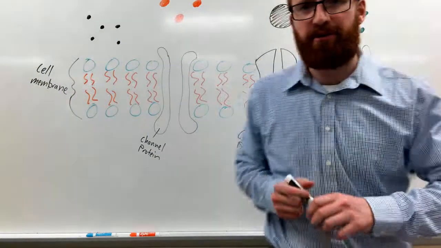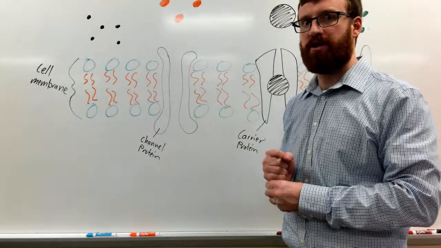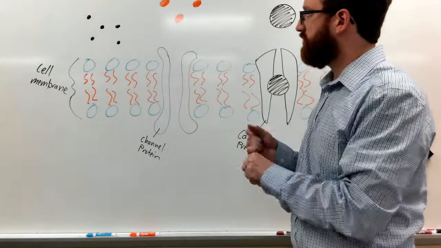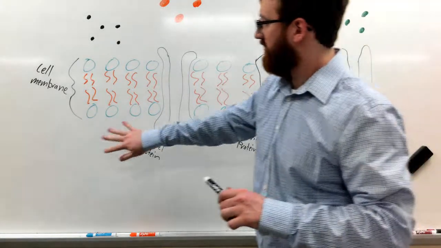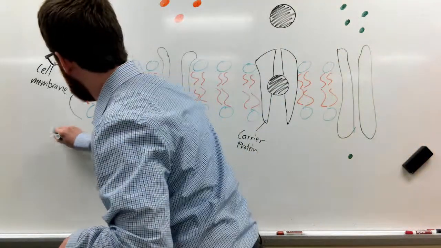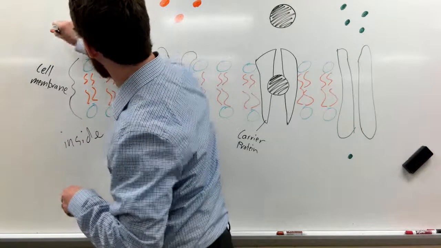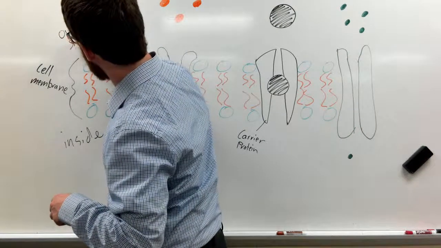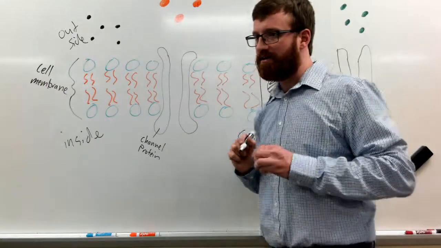Hello, this is going to be a review on proteins and the cell membrane and their role in cell transport. So here we have a lot going on, so let me explain. The inside of the cell is at the bottom and the outside of the cell is at the top. So I'll write inside and I'll write outside right here. Okay, inside and outside. All right, that looks good.